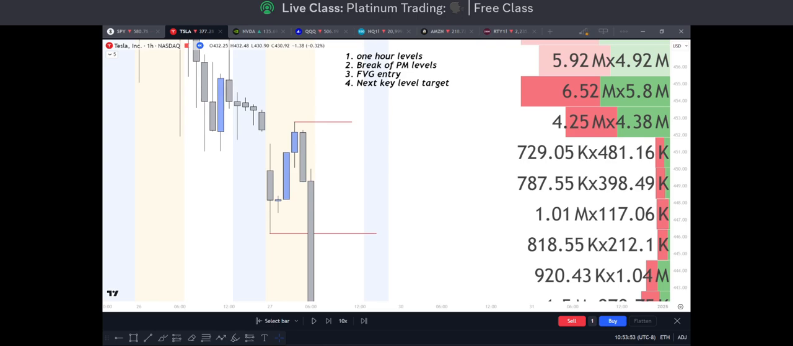Would you consider this valid? 1 hour to find levels, 15-minute for market direction or overall trend, 1 to 5 minute for entries. That is absolutely perfect. Don't need to change anything on that. So if you have that kind of as your plan, that's perfect. Okay. That's a very, very good plan right there.